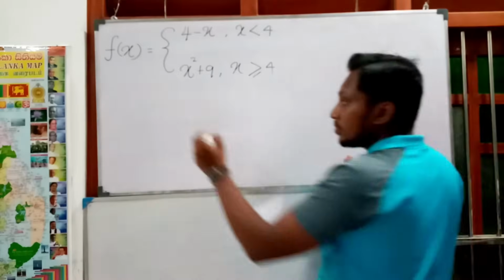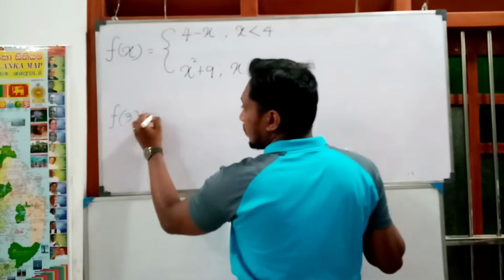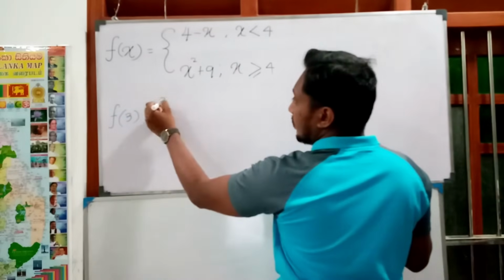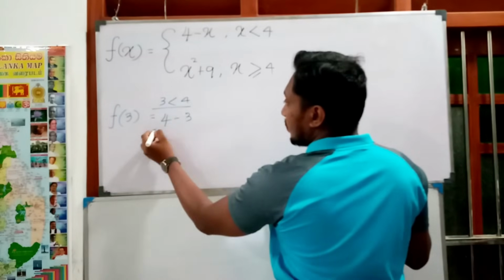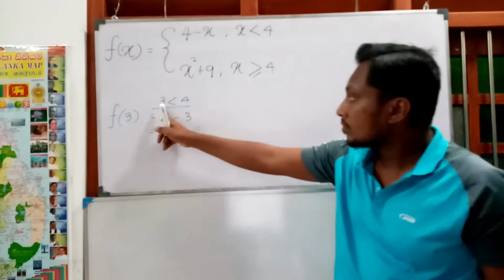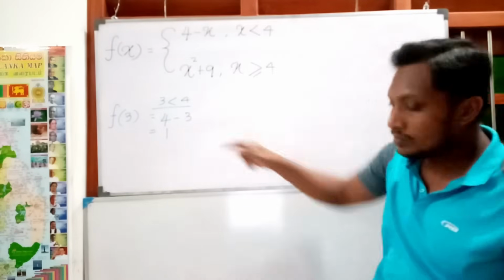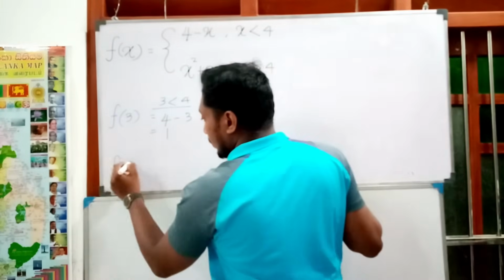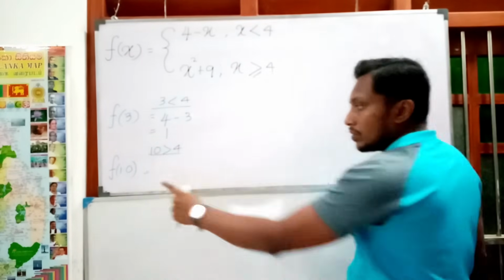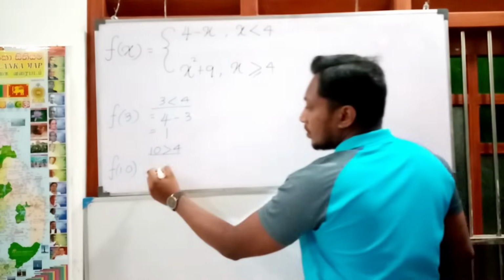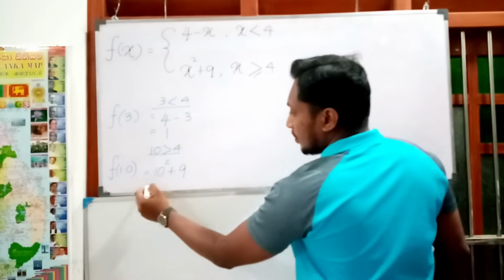Now it asks to find f(3). Now 3 is less than 4. Therefore, you should select f(x) equals 4 minus x and substitute. Then you will get the function value. Now to find f(10), we should select x squared plus 9. Why? Because 10 is greater than 4. Then you substitute 10 into the function.